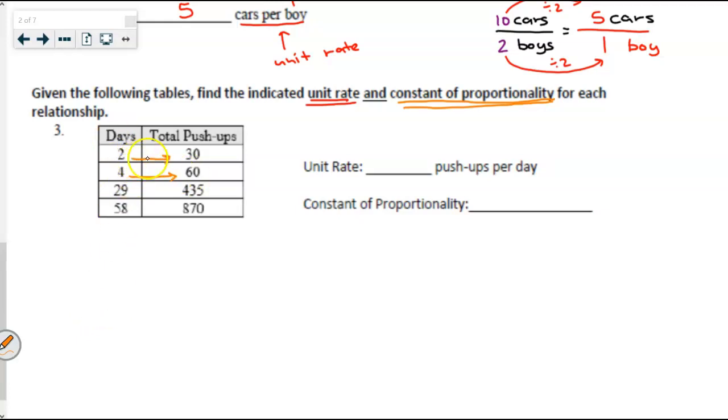How does a 2 change to a 30? Now I can do that one in my head. Maybe you can't. And if you can't, that's okay. That's why we work backwards.